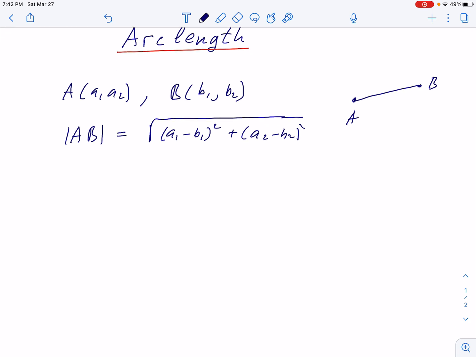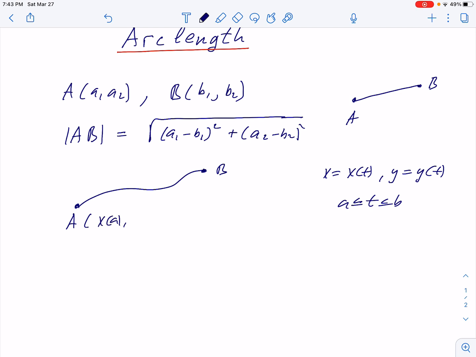Now what about the length of a curve? Suppose we have a curve that starts at point A and goes to point B, and the curve has equations x equals x of t, y equals y of t. T is a parameter that changes from A to B between these two values. So A will be the beginning of the curve. This will have coordinates x of A, y of A, and the point B has coordinates x of B, y of B.